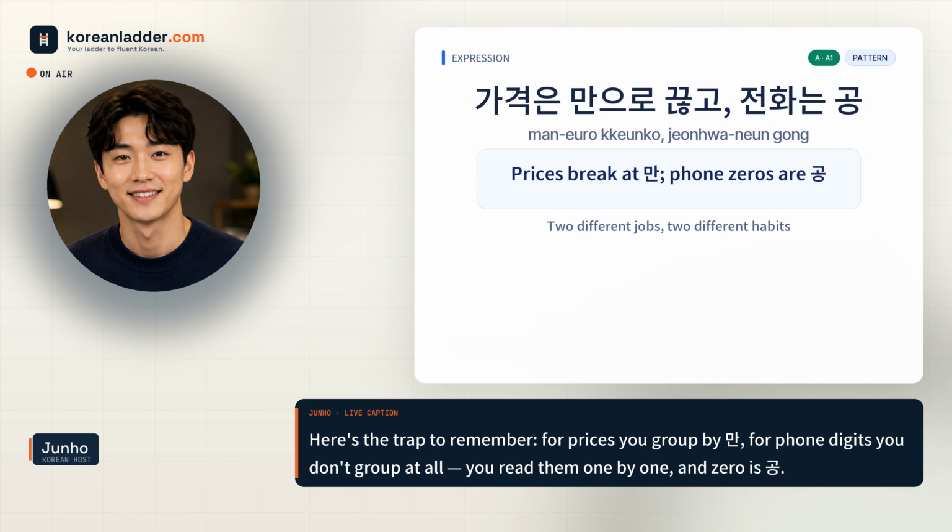Here's the trap to remember. For prices, you group by 만. For phone digits, you don't group at all. You read them one by one, and 0 is 공.